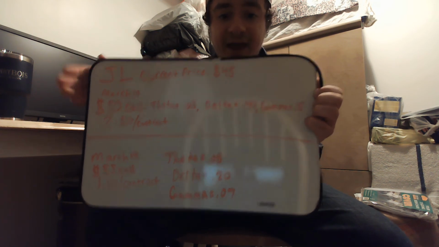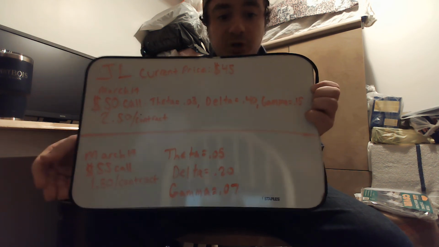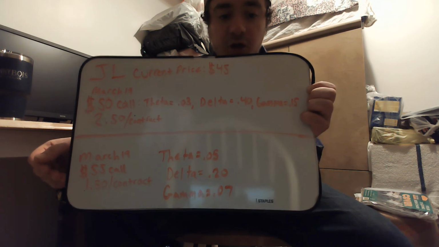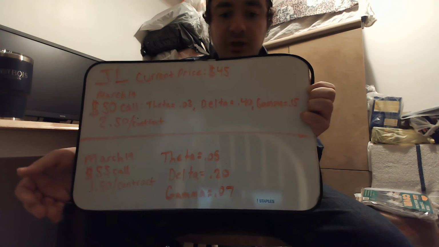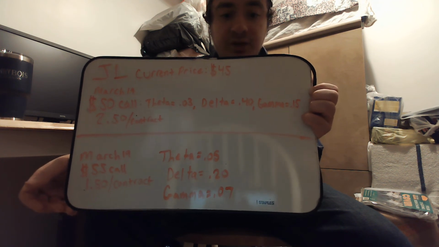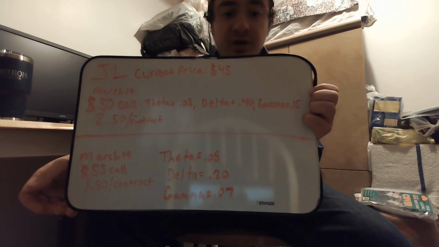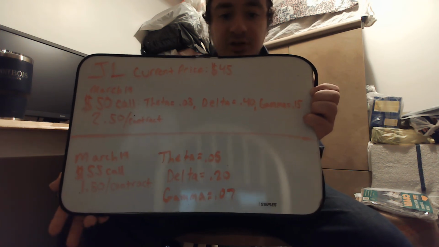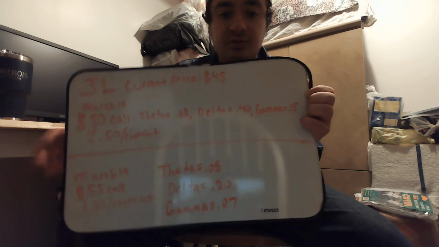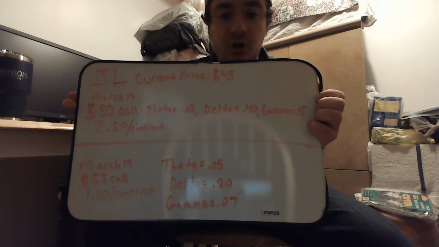Now, to hedge, we're looking at the March 19th $55 call at $1.50 per contract. The delta on that is 20 cents and the gamma on that is 7 cents. The reason you would pick this one is because the delta is significantly lower on this contract than the delta on the $50 call.